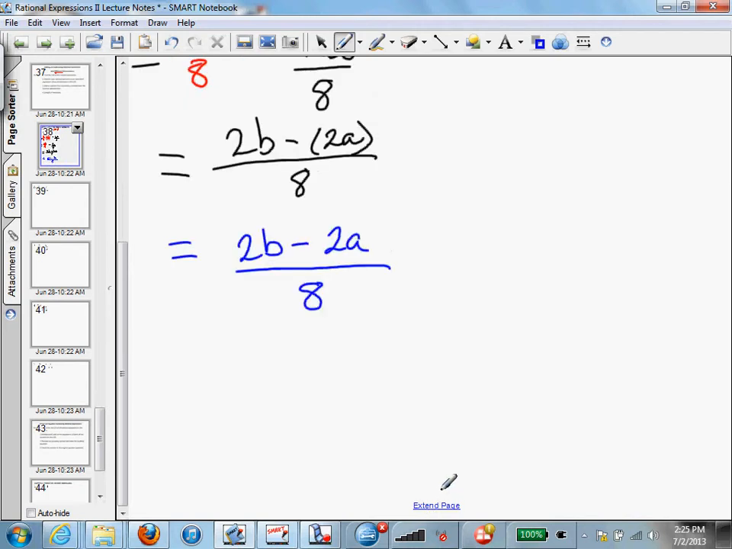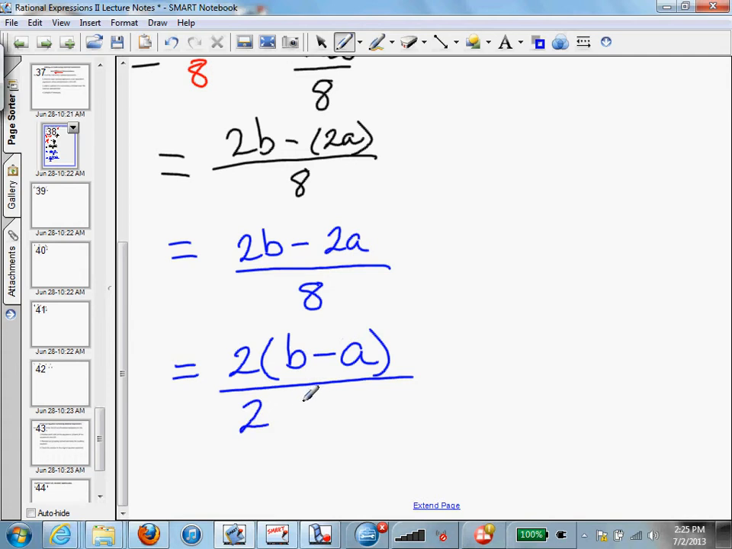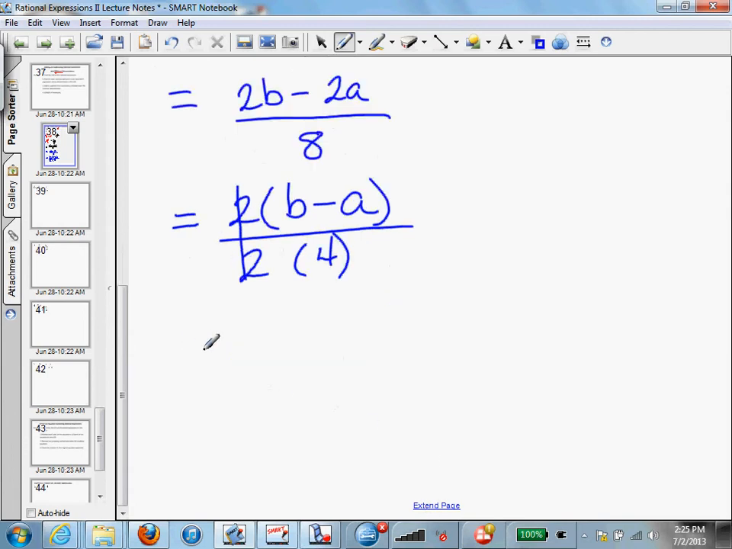If you wanted to, you could take it a step farther, seeing that you can pull out a 2 on top and bottom. So pulling a 2 out on top, you're going to be left with 2 times the quantity b minus a. And on bottom, you can think of 8 as the product of 2 and 4. So those 2's would cancel out, just leaving you with the expression b minus a over 4.